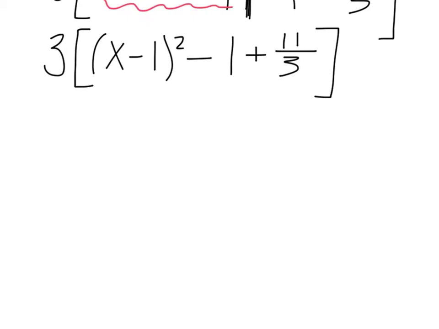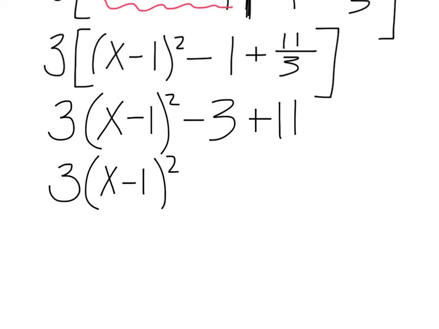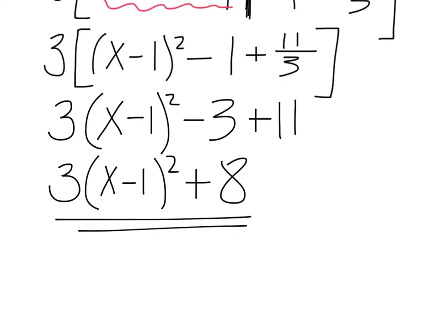So 3 times the bracket, first of all, just gives us 3 bracket x minus 1 squared. Then 3 times minus 1 is minus 3. And then 3 times 11 over 3 is just 11. That means we can now add together without any real difficulty. Oops, that's not plus, that's minus. So minus 1 squared, and then minus 3 plus 11 is plus 8. So we now have it in the form that was required, and that is the end of the question.